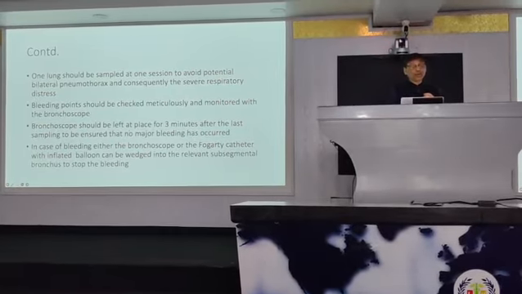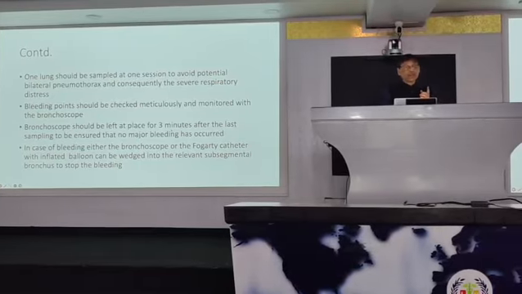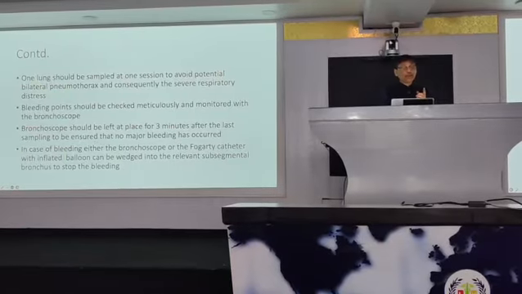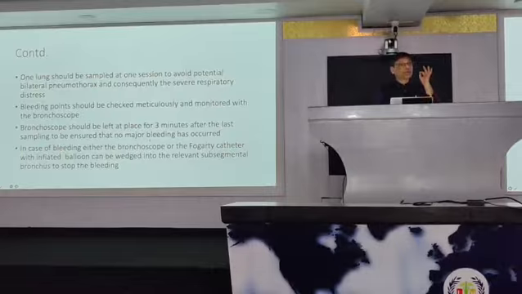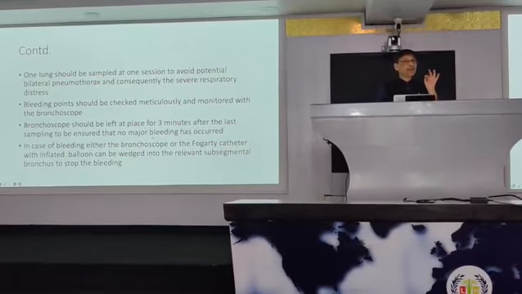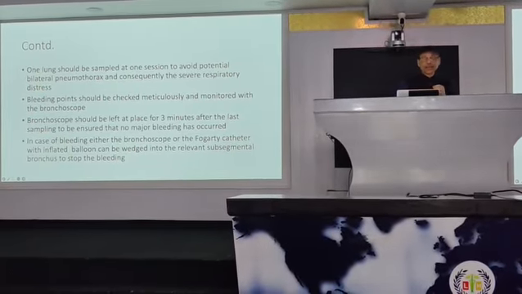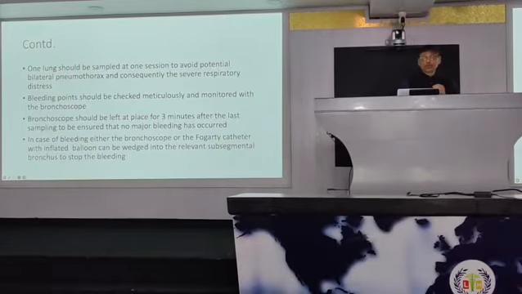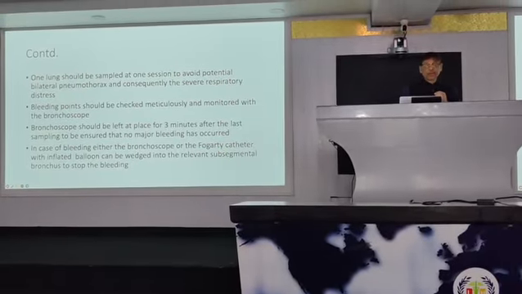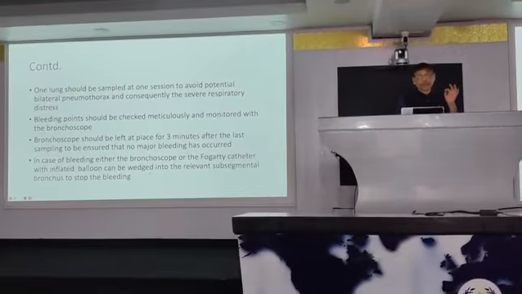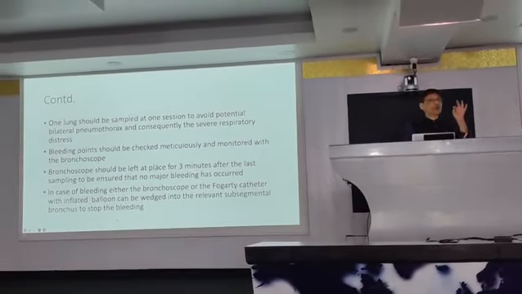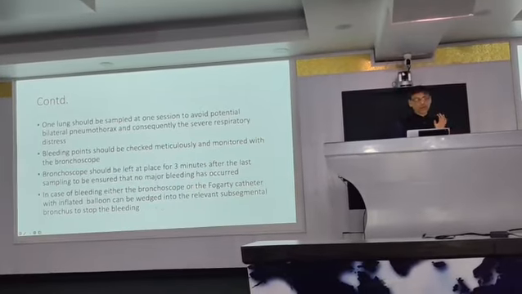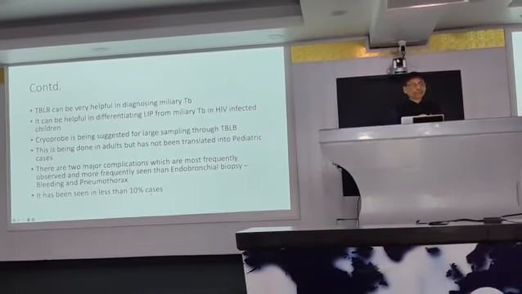The bronchoscope should be left in place for 3 minutes after the last sampling to ensure that no major bleeding has occurred. So be there for at least 3 minutes and watch for any bleeding from anywhere. In case of bleeding, either the bronchoscope or the Fogarty catheter with an inflated balloon can be wedged into the relevant subsegmental bronchus to stop the bleeding. You can do it with your bronchoscope or the Fogarty catheter balloon.